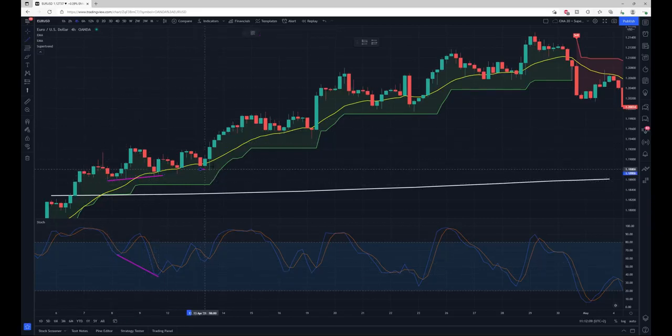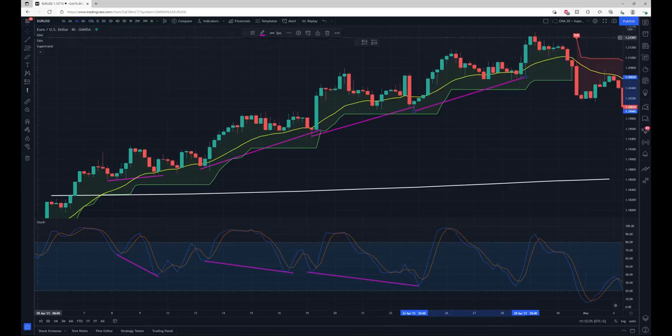And then we do see another instance of a hidden bullish divergence right here on this pullback. And then we see it again on this pullback here. So we just get these hidden bullish divergences occurring all the way up in this trend. We're getting it again right here. And each time it signals that the trend is likely going to continue.